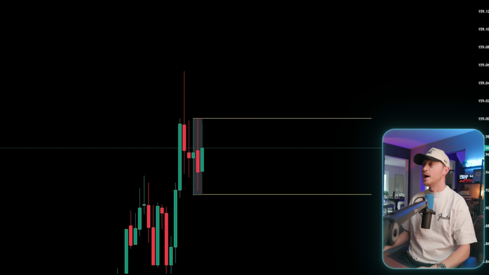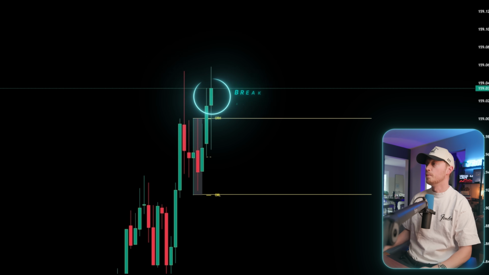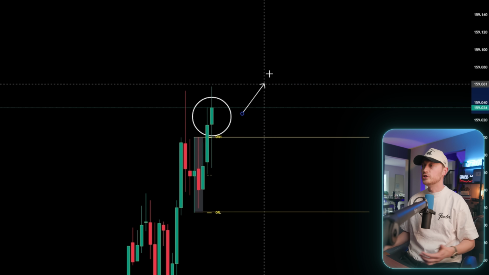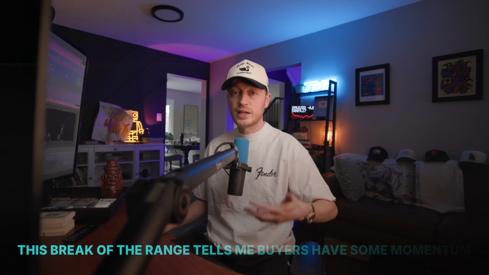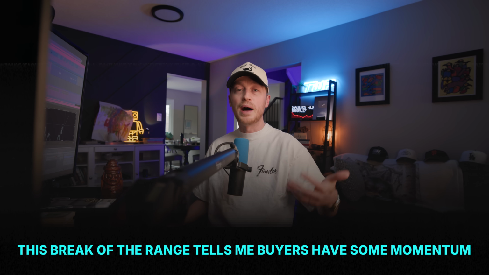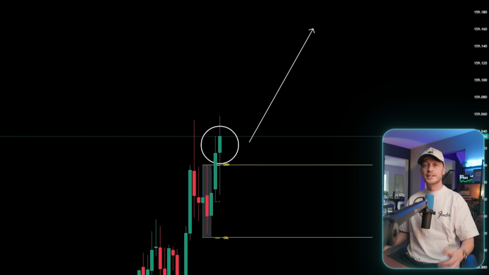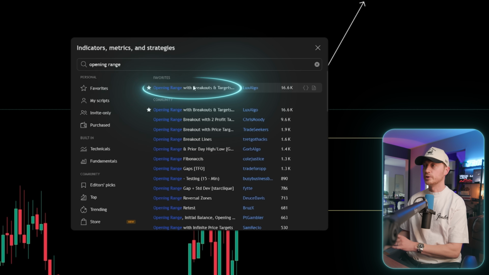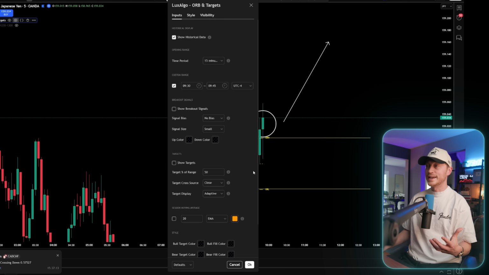And you know I'm looking for buys, so I'm simply looking for the price to break and close outside of that range as my next confirmation that I want to buy. This break of the range tells me the buyers have some momentum. I use an indicator for this as well. It's called Opening Range with Breakouts and Targets by LuxAlgo, and these are the settings that I'm using.